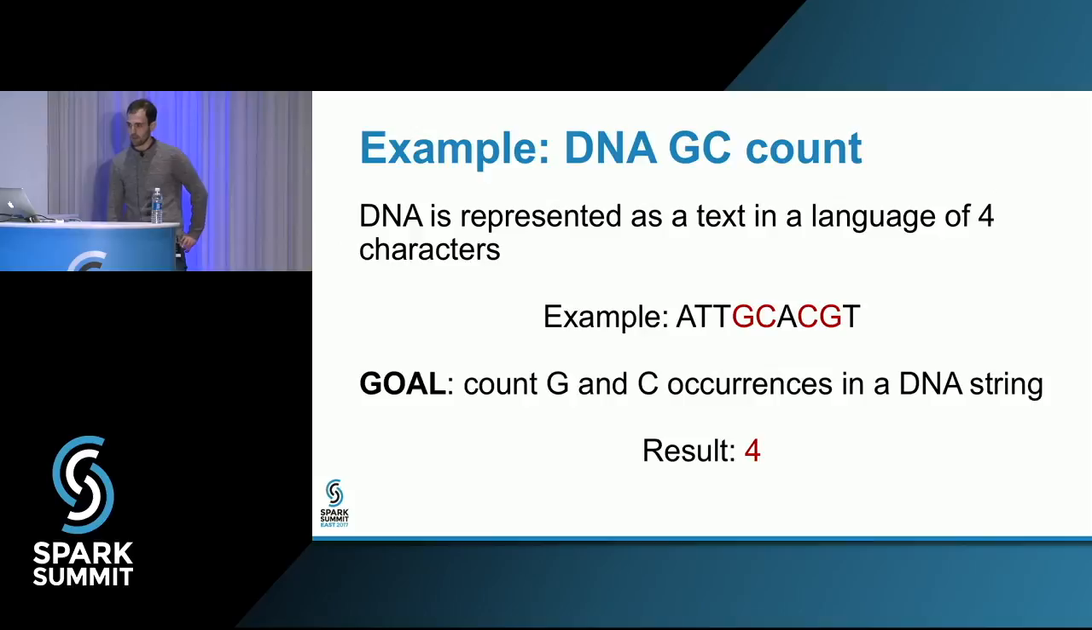Let's look at an example of usage. A simple task in bioinformatics is the DNA GC count. In this task, your goal is to count the G and C occurrences in a DNA string. As you know, DNA can be represented as text in a language of 4 letters. And yeah, in this example, the result is 4. So a pretty simple thing to do.